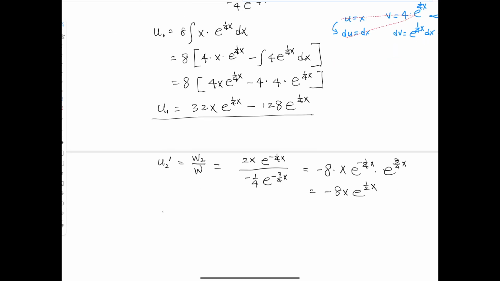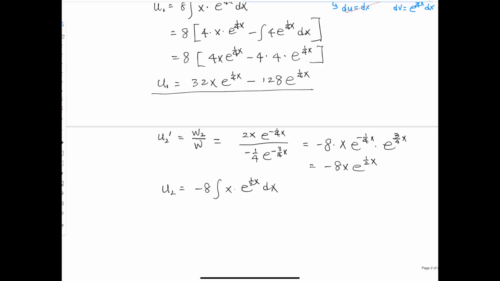So now our u2 is negative 8 times the integral of x times e to the power of 1 over 2x dx. Again, we're going to use the integration by parts method. We have u as x, then du equals dx. We have dv equals e to the 1 over 2x dx. From here, we have v equals 1 over 1 over 2, which is 2 times e to the positive 1 over 2x. Then we're going to multiply it this way.